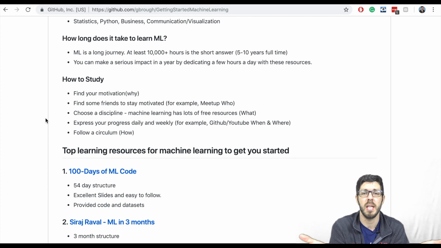One is, how long does it take to learn machine learning? There's good and bad news here. The bad news is it is a mastery. It's a lifelong journey. You can spend your entire life in this career field. So the short answer is 10,000 plus hours if you want to get really, really good at it. The good news is you can make a huge impact in a short amount of time in a year.